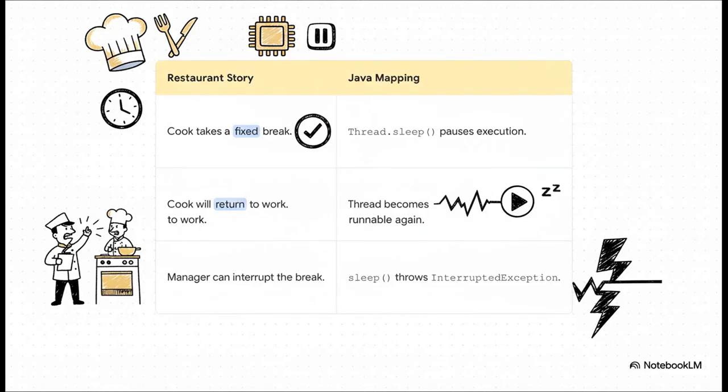And this comparison lines up just perfectly. The cook's fixed break, that's the thread pausing. The cook coming back to work, that's the thread becoming runnable again. But the really interesting part is that last point. If there's a kitchen emergency, the manager can call that cook back early. And that's why sleep can be interrupted, which throws an interrupted exception.